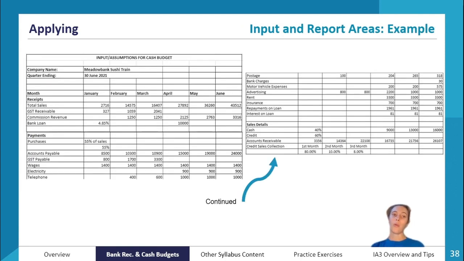We've got our title at the top there, inputs or assumptions for the cash budget, the company name, and the time period. And then we've got the month breakdown of the receipts and the payments. So the months are across the top there, and then we've got what the actual accounts are that are involved down on the y-axis, and it continues on the left there. You've also got sales details below those receipts and payments.